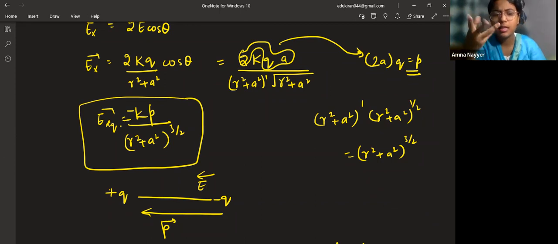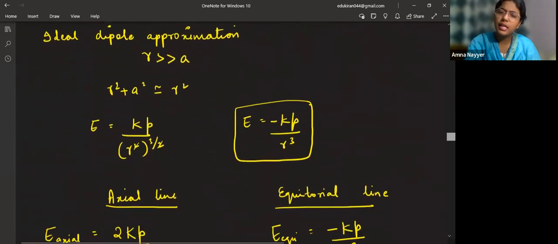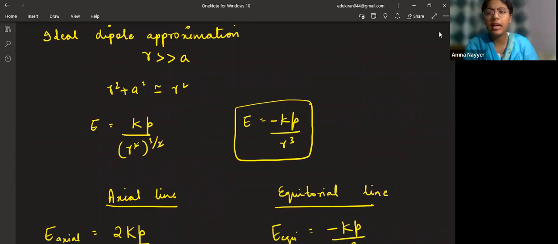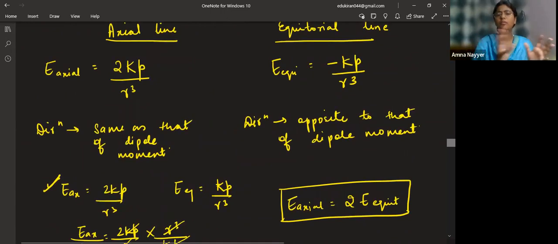This is the basis, and the formula is minus kp by (r square plus a square) to the power 3 by 2. Again, if you use the ideal dipole approximation, it will be minus kp by r cube. Fine, one minus sign will be added and 2 will not be there. So this is just a basic summary of what is present in the axial field and the equatorial field. Learn both the formulas with dipole approximation and without dipole approximation. Remember the directions about it. So this is what you have to remember about dipole moment.